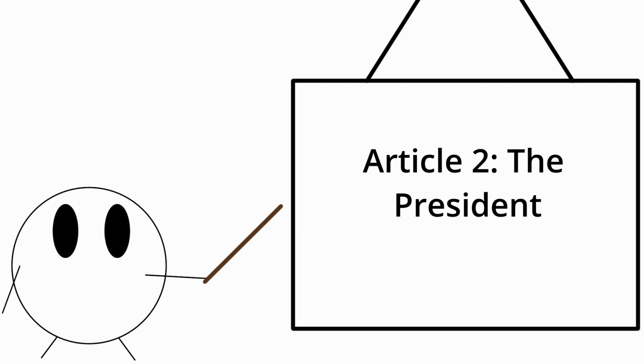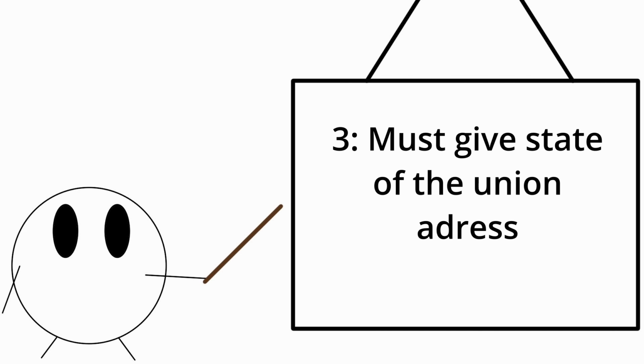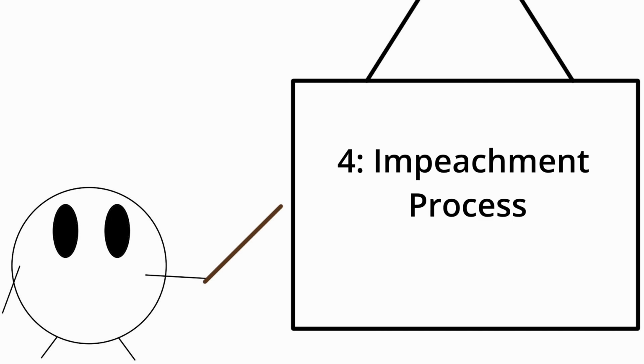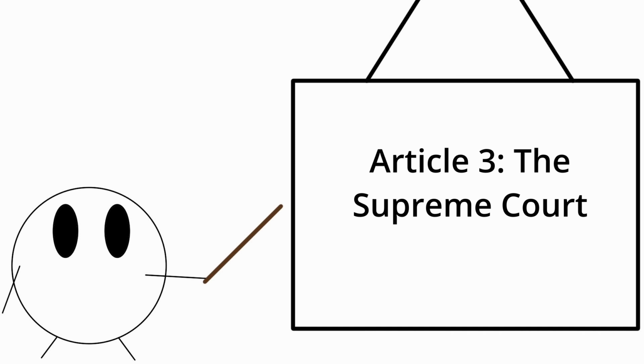This one is all about the president. Section 1 is how they can be elected. 2 is all about their powers and duties. 3 states they must give an address to Congress once a year. I believe future people will call this the State of the Union Address. And 4 is the impeachment process. See, that one was short. And the next is even shorter.